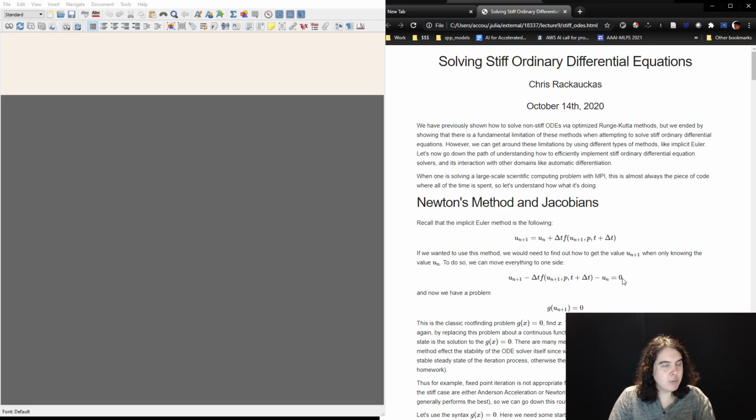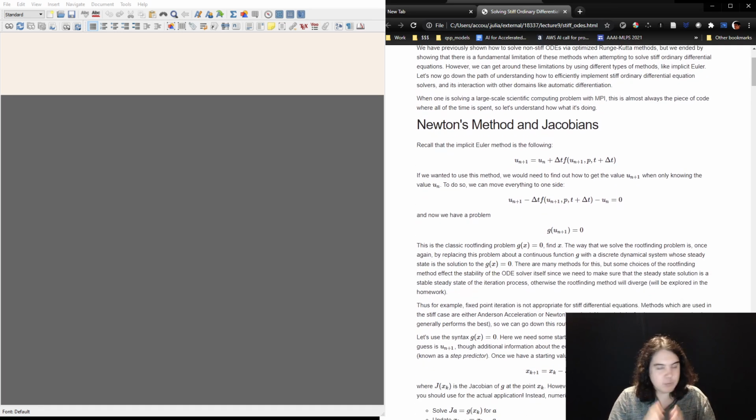And now you have a problem. G of un plus 1 equals 0, right? Why do I not include un in this function? Well, because we're assuming that we're at un and we're making the step to un plus 1. So un is already a constant. So un is constant, and so this is really just a function of un plus 1. You've already chosen delta t, you already know un. All you're trying to calculate in this problem is un plus 1.